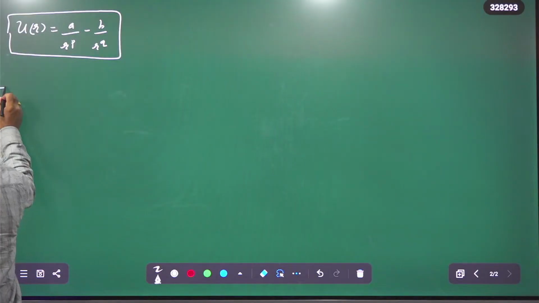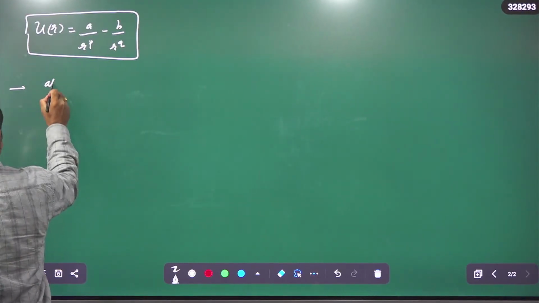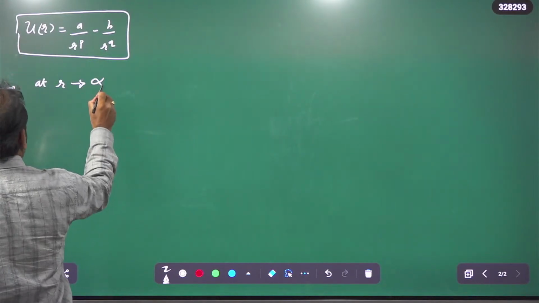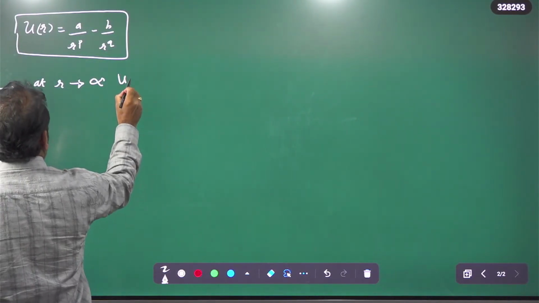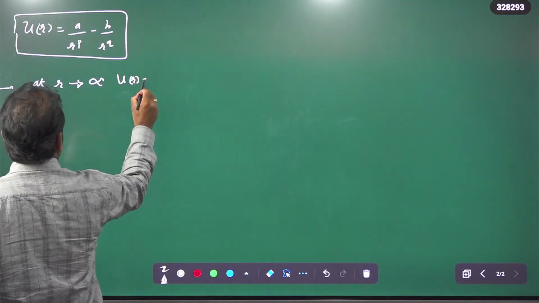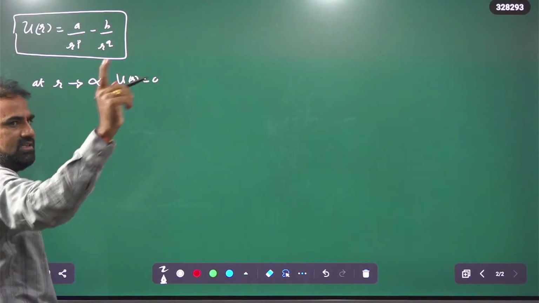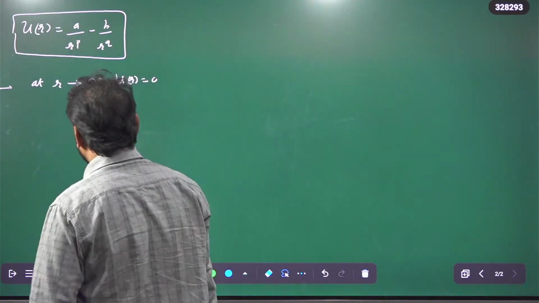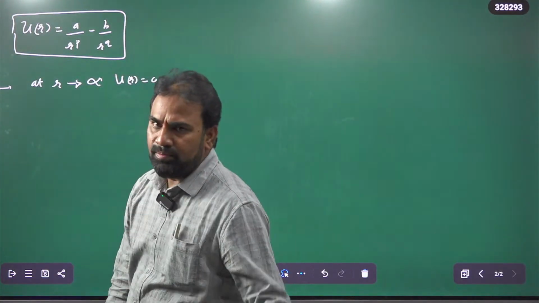Suppose at infinity distance, when R tends to infinity, the intermolecular potential energy would be equal to 0. At long distances, the potential energy would be equal to 0. So at the equilibrium condition, it would be maximum.